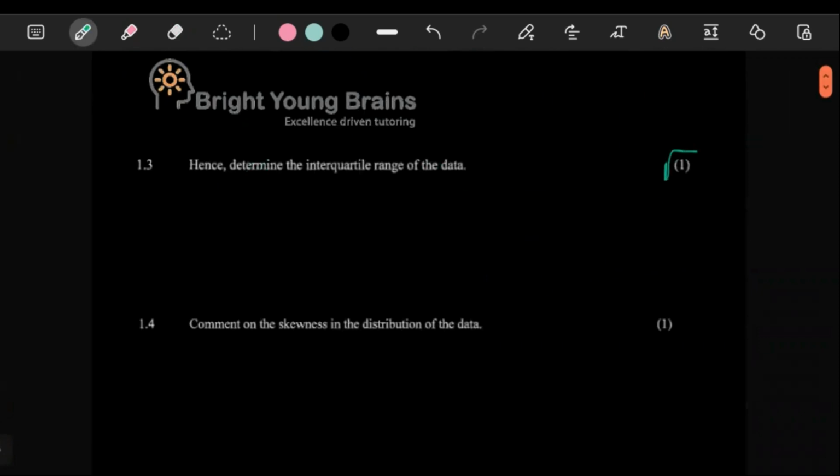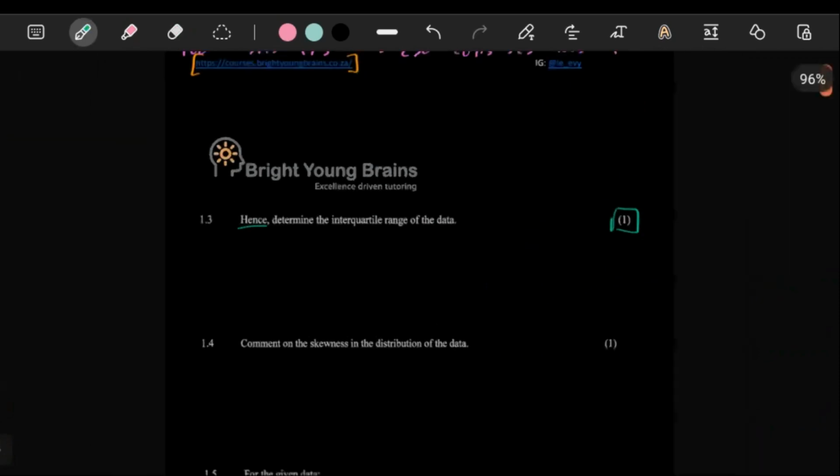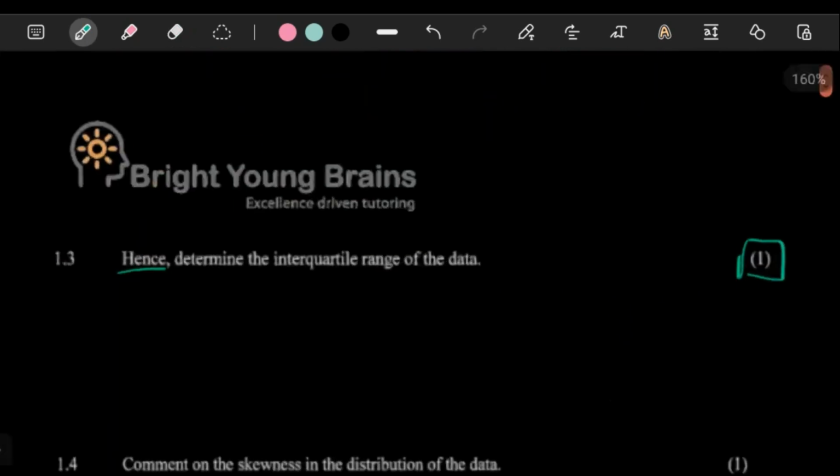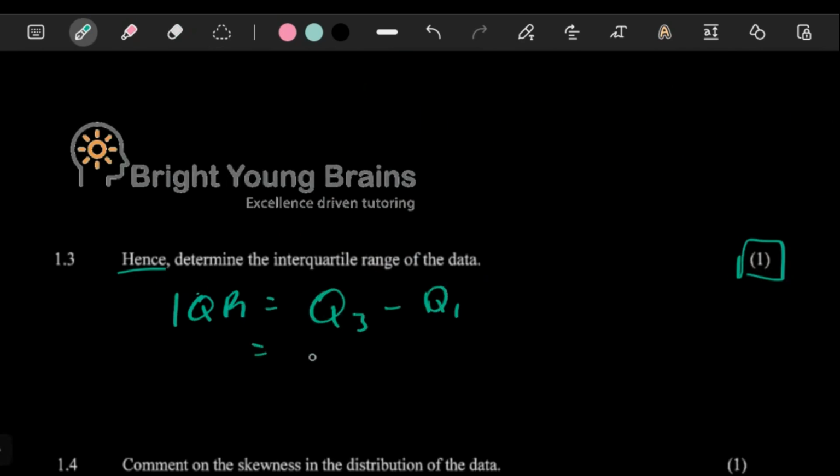The next question is for 1 mark. Any question that starts with hence means you need to use the information from the previous question. They say hence determine the interquartile range. The interquartile range is just Q3 minus Q1. Q3 we got to be 210, Q1 we got to be 160, if I remember correctly. So the interquartile range here is going to be 50.